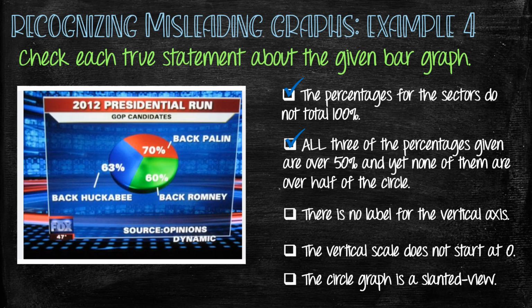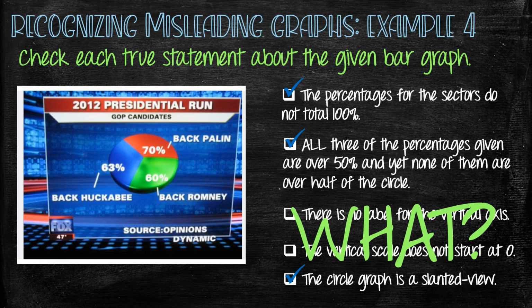Okay, bad one there. No label for the vertical axis. It's a circle graph. There isn't a vertical axis. And the next one, vertical axis does not start at 0. It's a circle graph. No vertical axis. The circle graph is a slanted view. Yeah, don't do that.